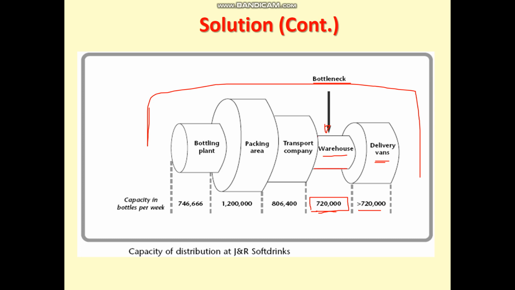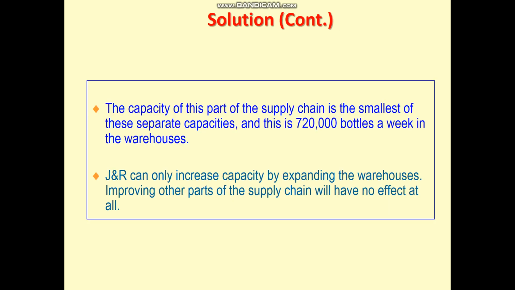So we have to solve this problem. How can we increase the overall capacity of J&R company? We have to increase the capacity of the warehouse. And after we solve the problem of the warehouse, the next problem we should look at is the bottling plant. After increasing the capacity of the warehouse, if we still want to improve this system, we have to increase the capacity of the bottling plant as well. Okay.